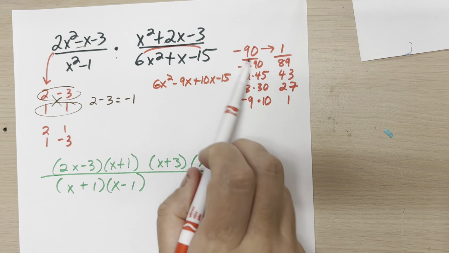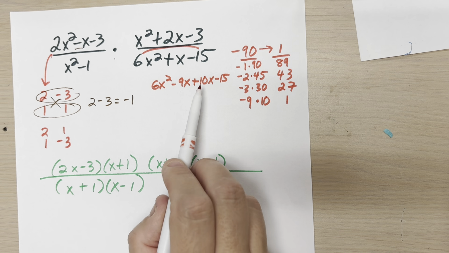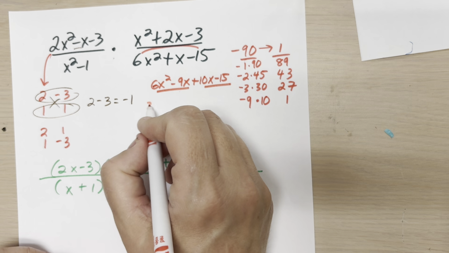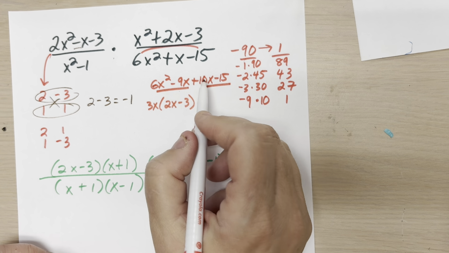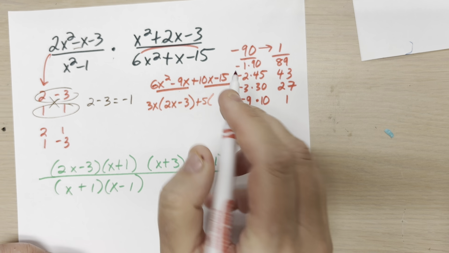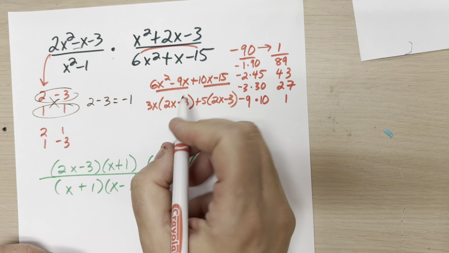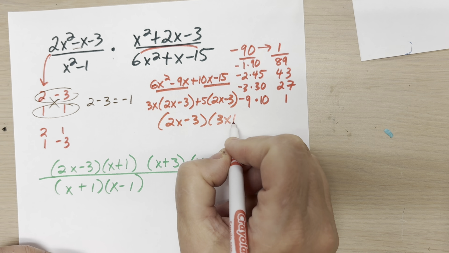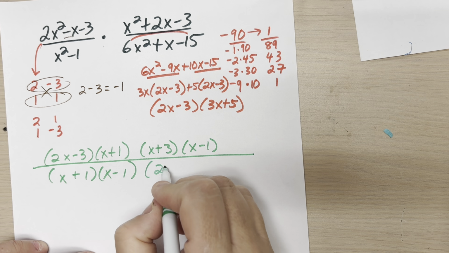The reason I did this whole procedure was so that I could rewrite 1x as -9x plus 10x. Now I can factor a GCF out here, 3x. I'm left with 2x minus 3. The GCF here is 5. Factoring it out, I get 2x minus 3. So my factored form is 2x minus 3, 3x plus 5. So I'm just going to copy that down here.